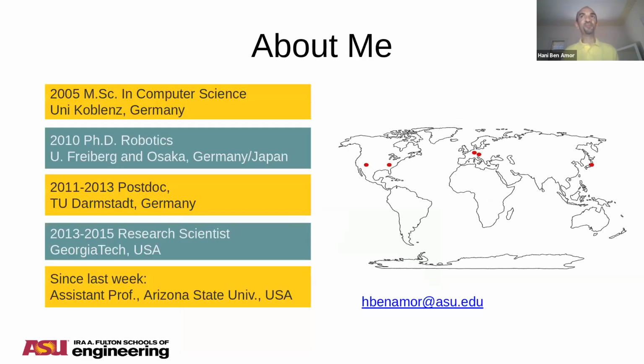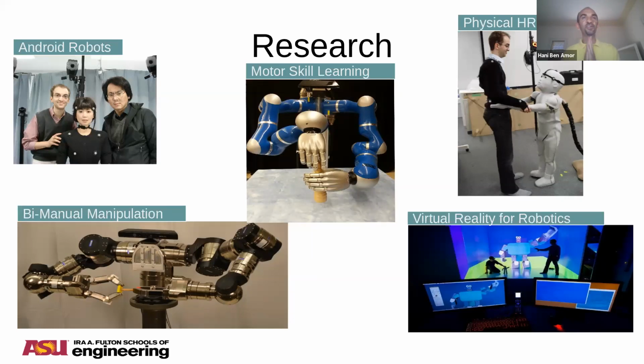Okay, so maybe a little bit about myself. I'm German. I got my master's degree in Germany at the University of Koblenz. And then I did my PhD between 2 countries, between Germany and Japan. So I was also at the University of Osaka in Japan. And there I did some Android robotics. We'll talk about that a little bit later. And then I went back to Germany for a postdoc. And since 2013, I've been in the US, first at Georgia Tech, and now at Arizona State University, where I'm an assistant professor.